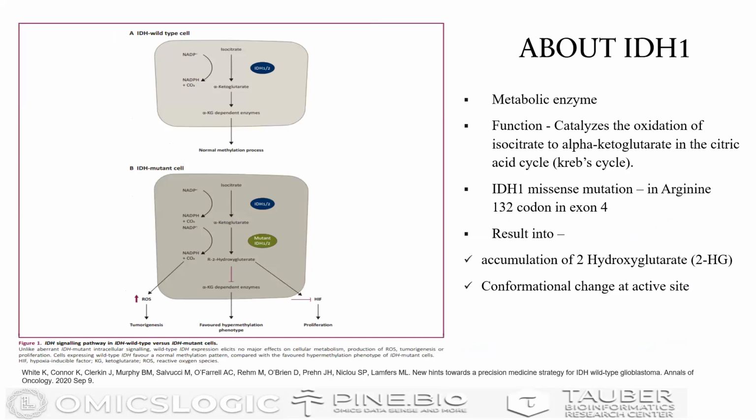So what exactly does IDH do? It is a metabolic enzyme occurring in the cytoplasm and peroxisome, whose function is to catalyze the oxidation of isocitrate to alpha ketoglutarate in the citric acid cycle. It maintains redox balance and protects cells against oxidative damage. Whereas IDH1 mutation is a missense mutation leading to a single amino acid substitution of arginine residue at codon 132 in exon 4, which results in accumulation of 2-hydroxyglutarate, which leads to conformational change at active sites.